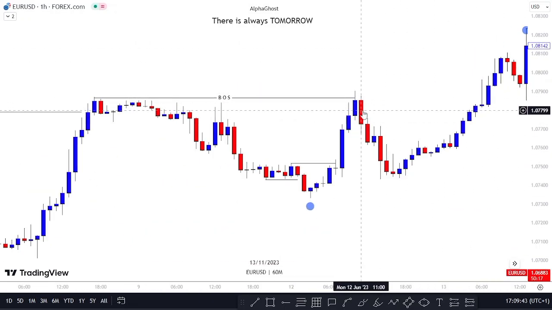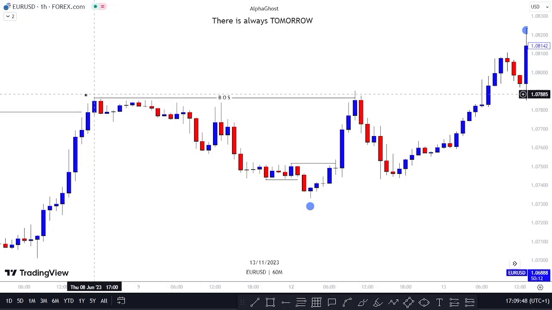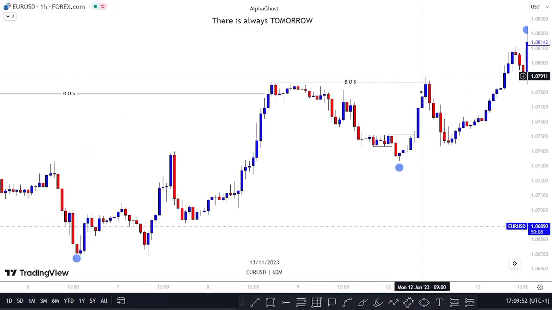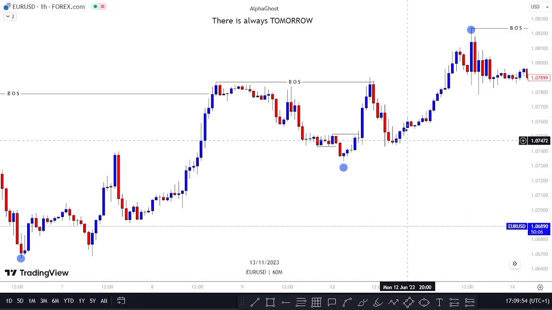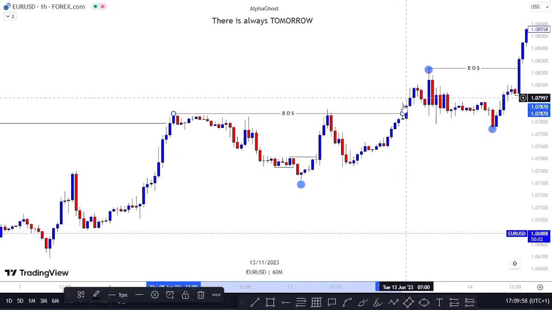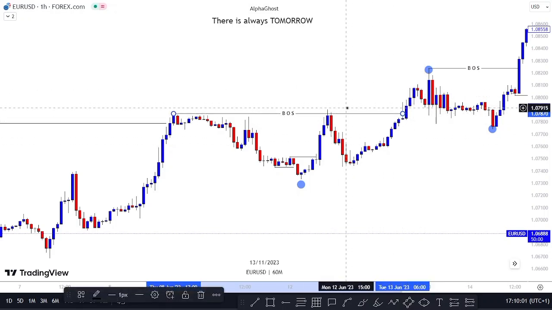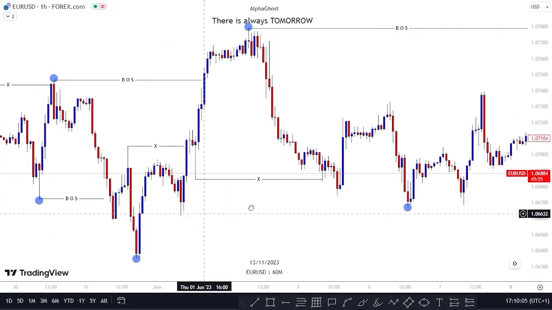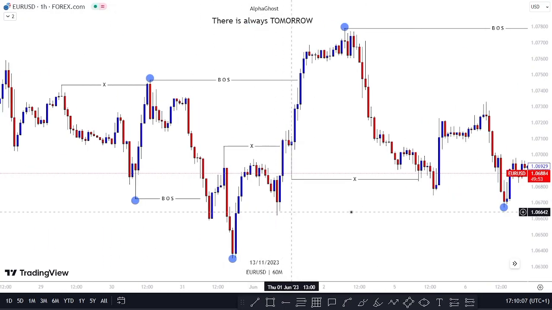Right here, I marked it as a break of structure. But now if you look at this, it didn't break this high with a full body candle. It only wicked it. But I still mark that as a break of structure. The reason I mark that as a break of structure is because later on price broke with a full body candle. That's why I marked that as break of structure. So that's just it about this. It's nothing hard, nothing more.